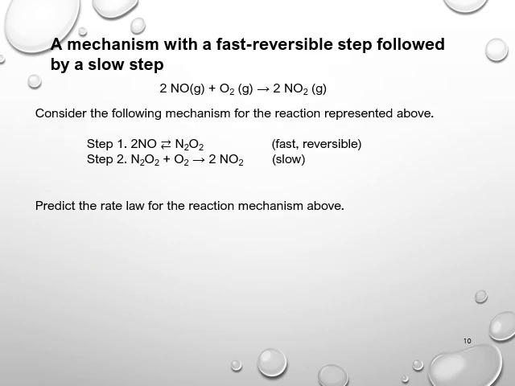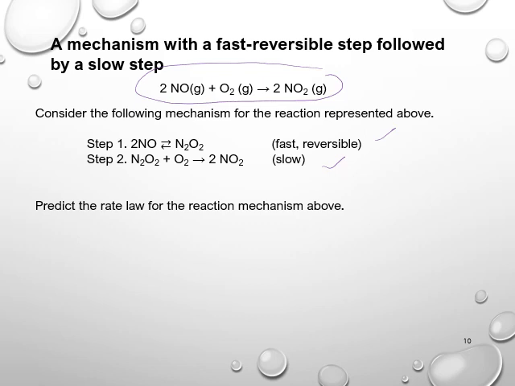If the rate determining step is not the first step in the reaction mechanism, the derivation of the rate law becomes slightly more complex. Consider the following reaction. The proposed mechanism is given by step 1 and step 2. Step 2 is the slow rate determining step, so it might seem reasonable to assume that the rate law for this step should be the overall rate law for the reaction.